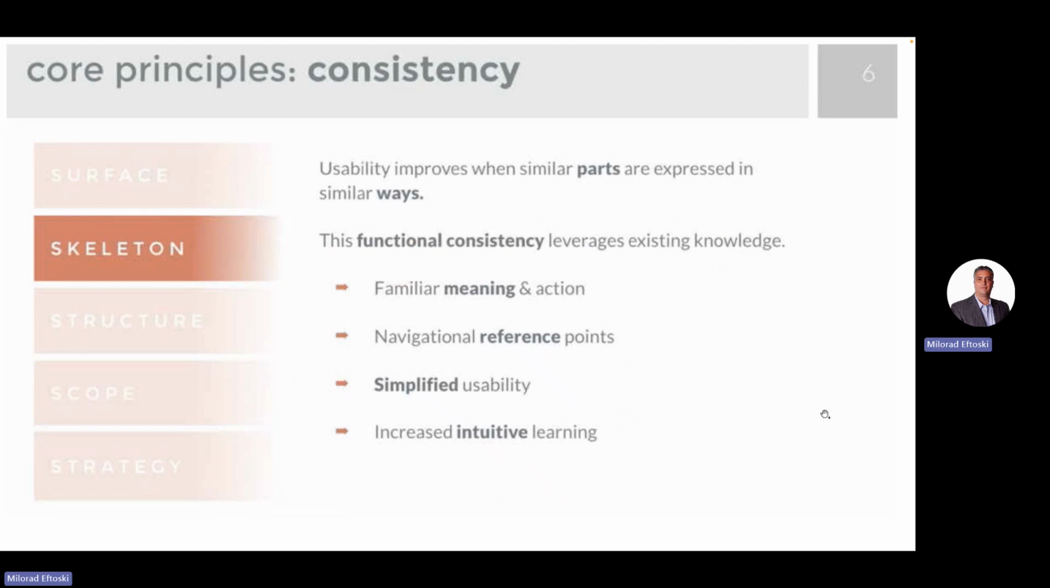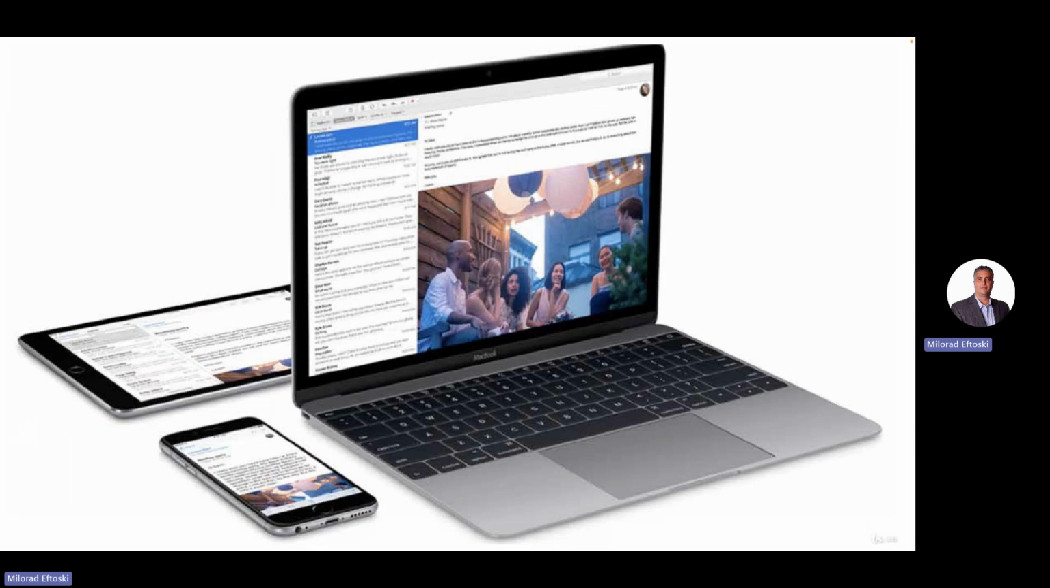Usability improves when similar parts are expressed in similar ways. This functional consistency leverages existing knowledge, familiar meaning and action, navigational reference points, simplified usability, and increased intuitive learning. So these are all the most important psychological things you will be in charge of. Again, familiar meaning and action, navigational reference points, simplified usability, and increased intuitive learning. So these are what functional consistency leverages.